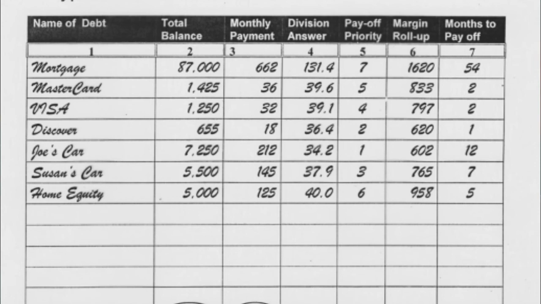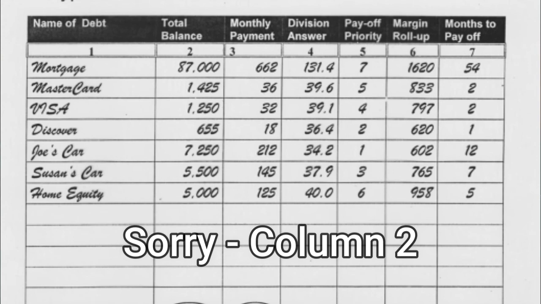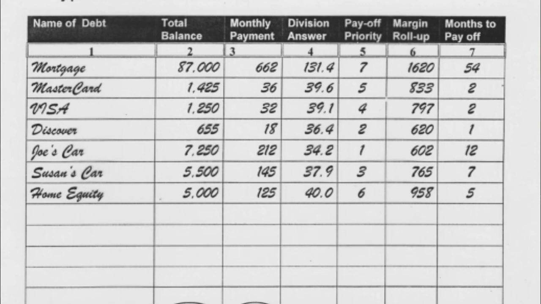Okay. So for each one, you're going to take the total balance and divide it by the monthly payment. You're going to come up with a number, which in itself will mean nothing, but you'll understand it in a minute. So you take the total balance, column 2, and you divide it by the monthly payment, column 3, and whatever that answer is, you put it in column 4. So just go ahead down and work all of those.